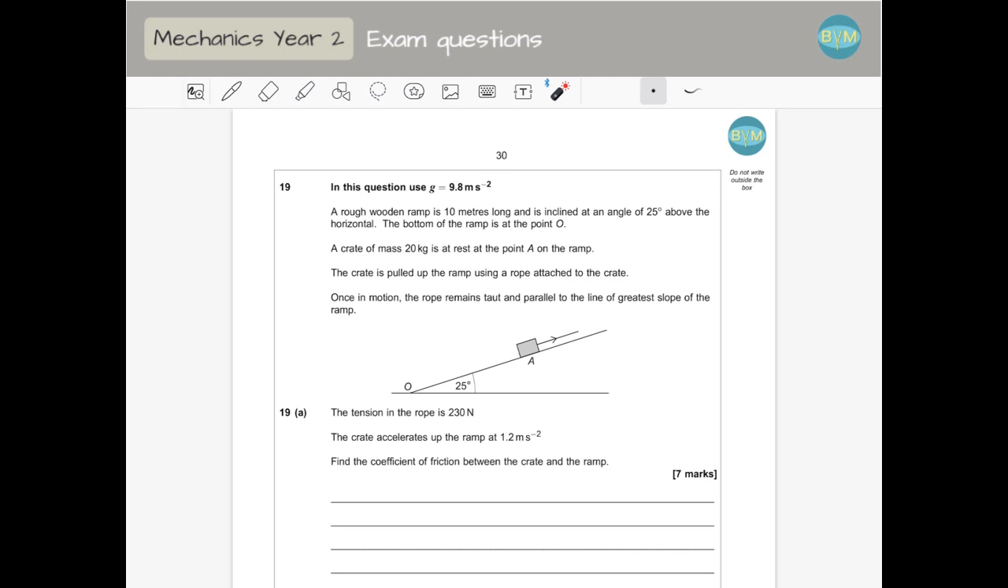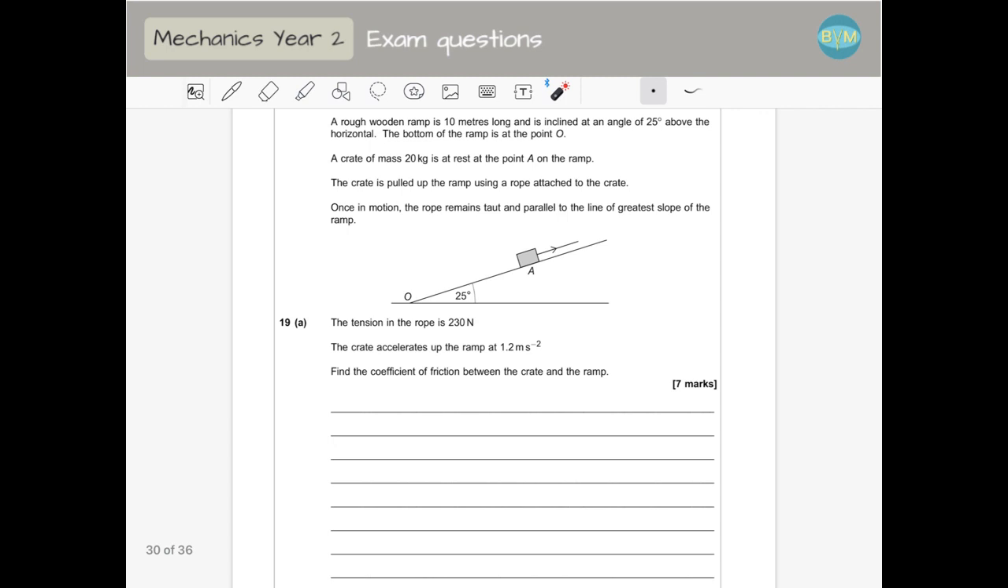Hello, this is question 19 on your June 2022 paper 2 from AQA. You have a rough wooden ramp that is 10 meters long and is inclined at an angle of 25 degrees above the horizontal. The bottom of the ramp is O and a crate of mass 20 kilograms rests at the point A. The crate is pulled up the ramp using a rope. Once in motion, the rope remains taut, parallel to the line of the ramp, and the tension of the rope is 230.